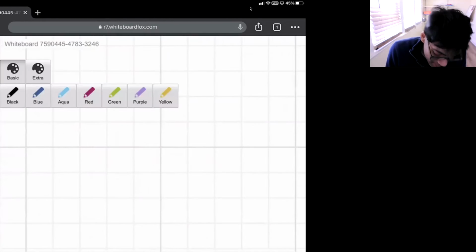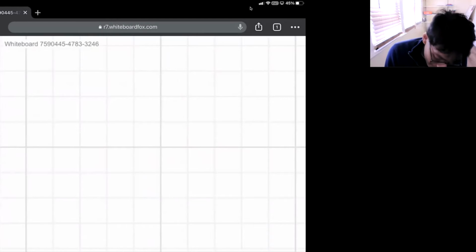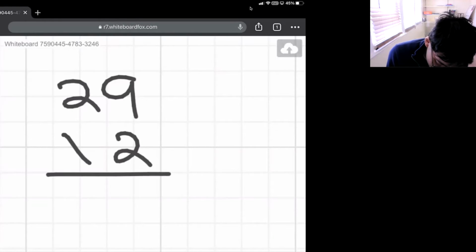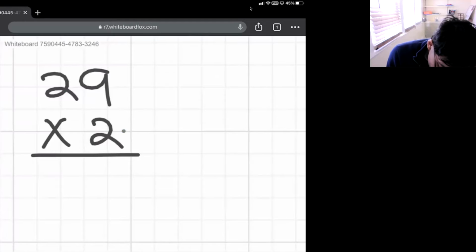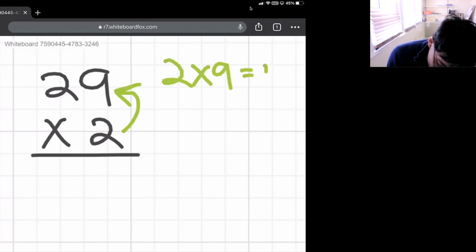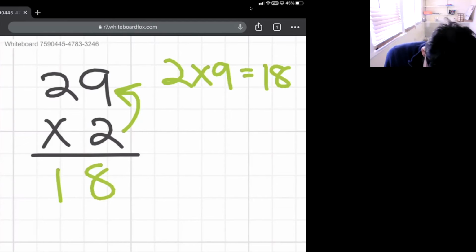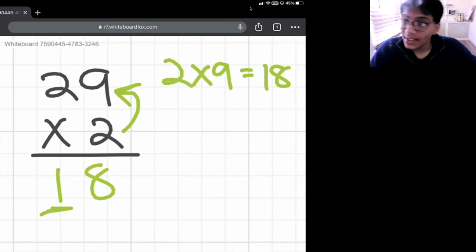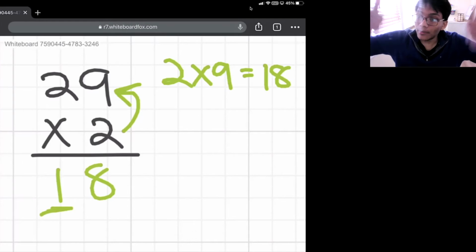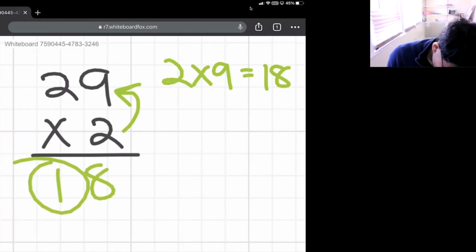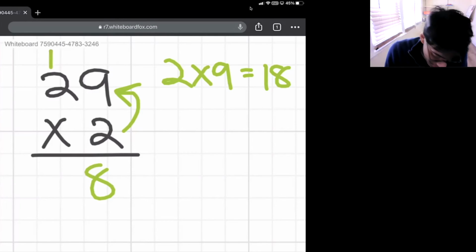Let's try another one. Let's say I have 29 times 2. So I have 2 times 9. What's 2 times 9? It's going to be 18. I'm going to write 18. But this one is taking up somebody else's spot, so we got to escalate him up. Put him on the 3rd floor. So take this one, we're going to put him on the 3rd floor right here. Okay, don't worry about him for now.